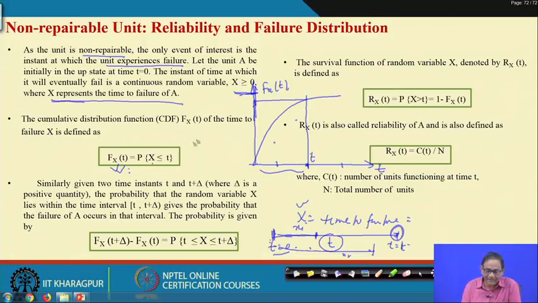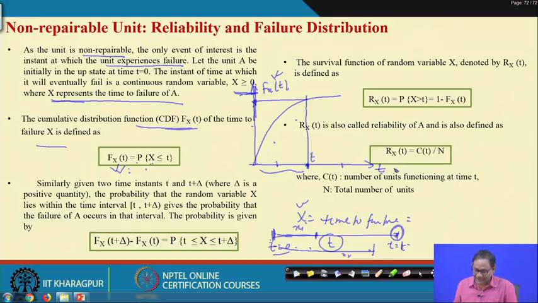What does it mean then? The cumulative distribution function, CDF F_X(t) of the time to failure is defined like this. What is the interpretation? The interpretation is the probability that x, the time to failure, will be less than or equal to t. The probability value is this. So, this axis is cumulative probability, this axis is time.